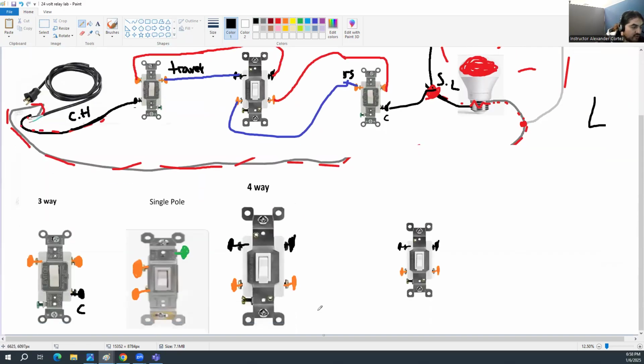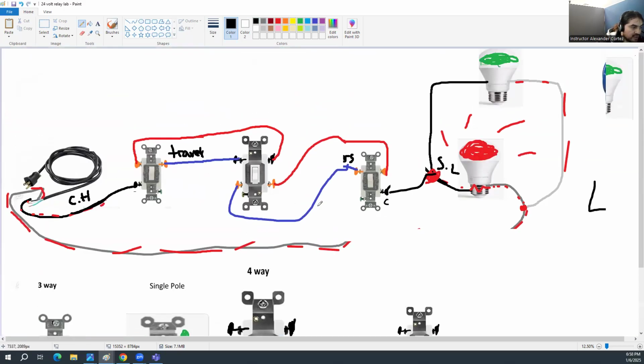If you were to add another four-way, you would do the same thing in between either here or right there. You would intercept the two travelers coming in from the first three-way, and then the two travelers would continue on to connect to this four-way. And again, you can add as many four-ways in between as you want, right? And that would be able to control both of these lights. And always remember that the neutrals never go on these switches. They're going to group together and go back to source.